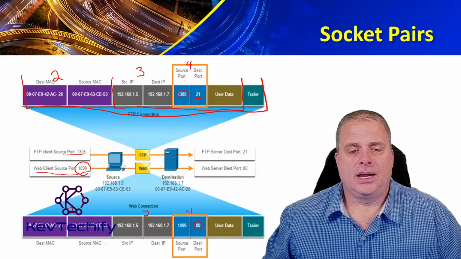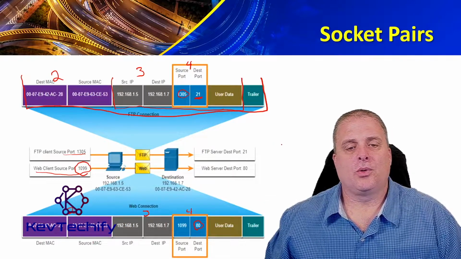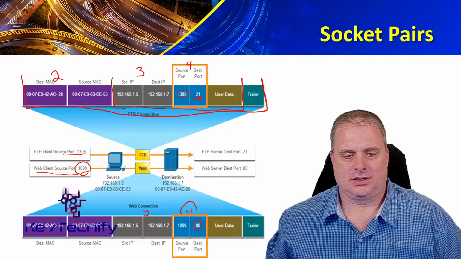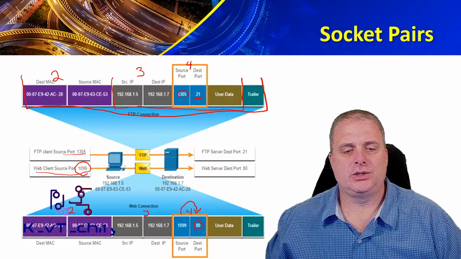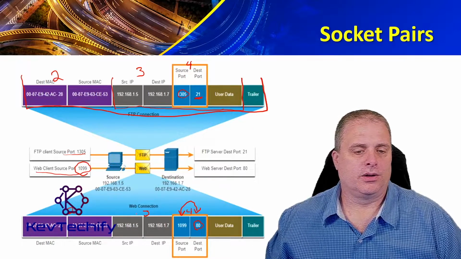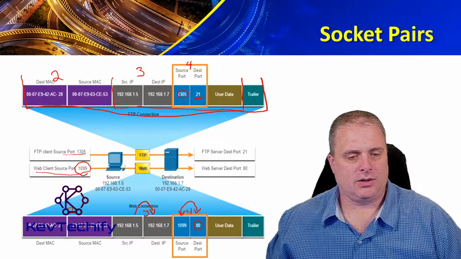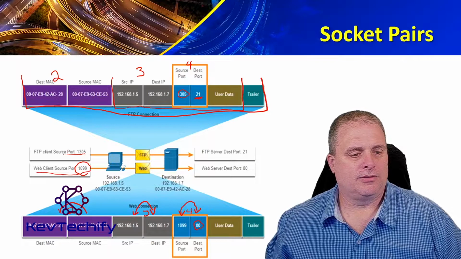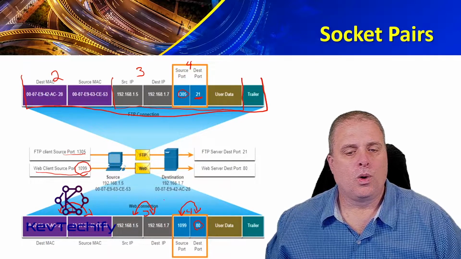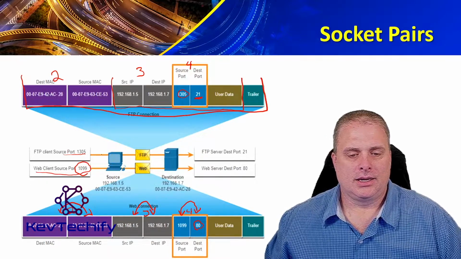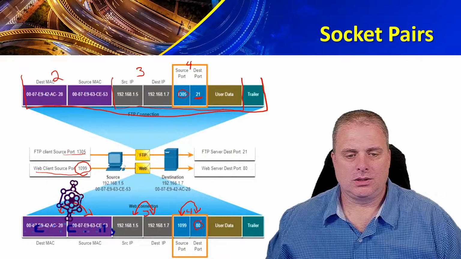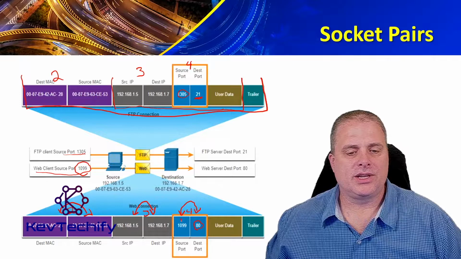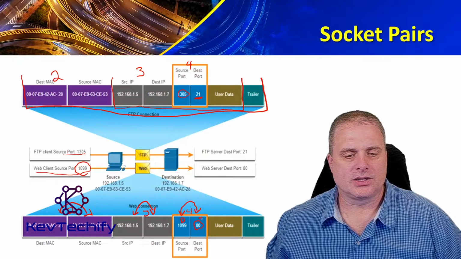It processes that, and then when it sends it back, it inverts these fields, because now the source becomes the destination and the destination becomes the source. When it comes back, this is now the destination, and this is now the source.